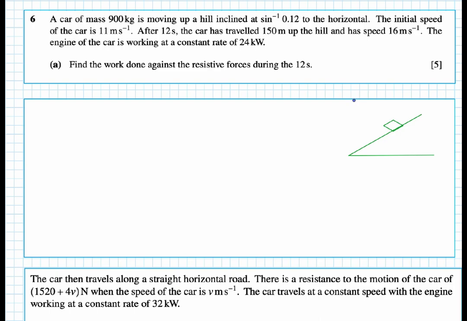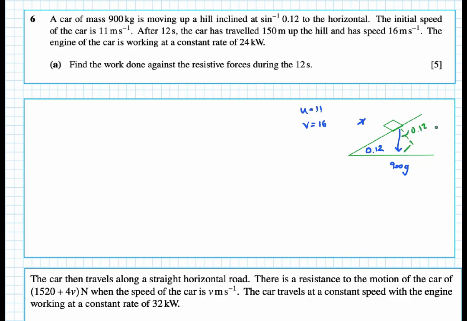A car of mass 900 kilograms is moving up a hill at incline 0.12. We just put in our details on our diagram here. So we have an initial speed of 11 and a final speed, or speed up the hill anyway, of 16. And we have a distance, we'll deal with that in a second. And we've also been given a power of 24,000 watts. So just set up the diagram here.